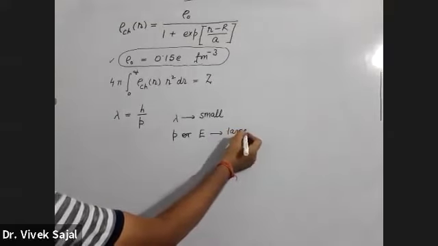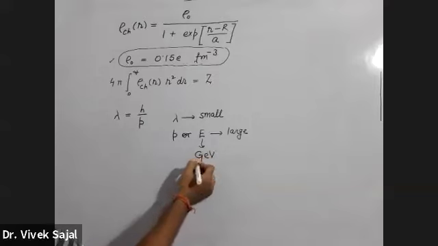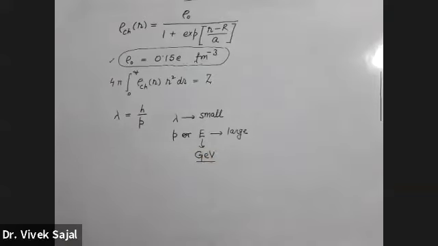Later on, it was found that if we use an electron beam of GeV energy, then with the help of this electron scattering experiment, we can estimate the charge distribution inside the nucleons. So by using an electron beam of GeV energy, scientists have found out the charge distribution inside the proton.